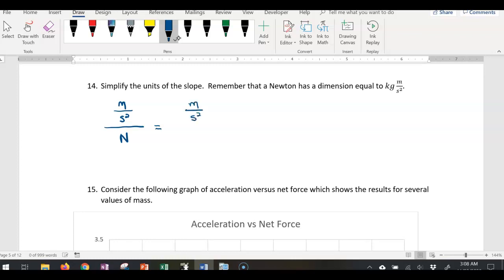So I'm going to replace newton with its dimension. And I can see that meters per second squared now was both on the top in the numerator and in the denominator of this fraction. And so I can cancel it out. And so in simplified form, the units of this slope are 1 over kilogram, the inverse of mass. Okay.